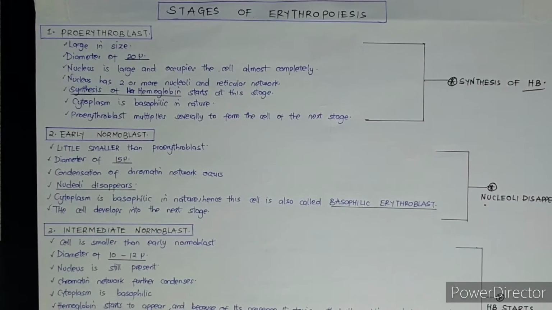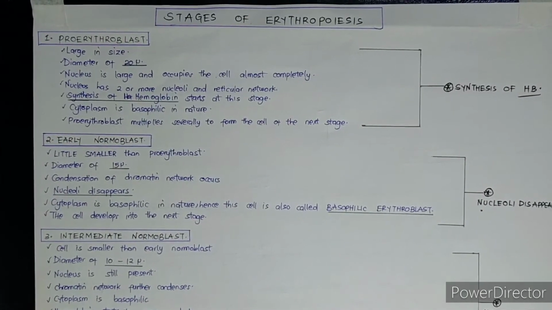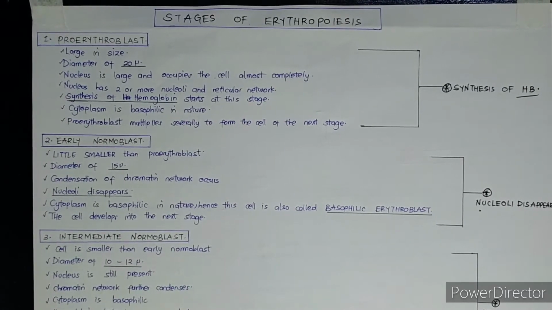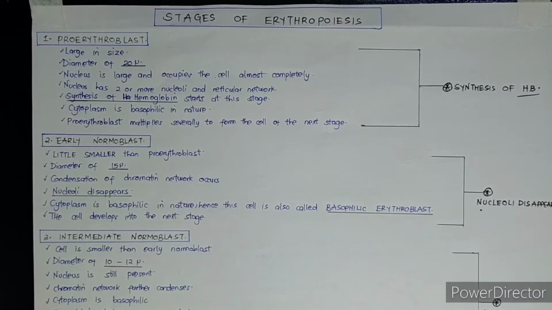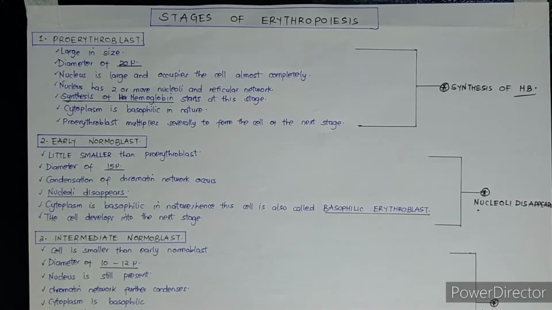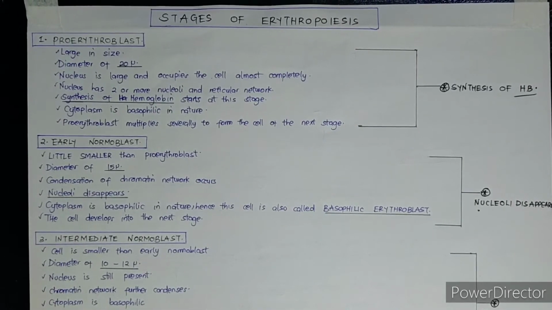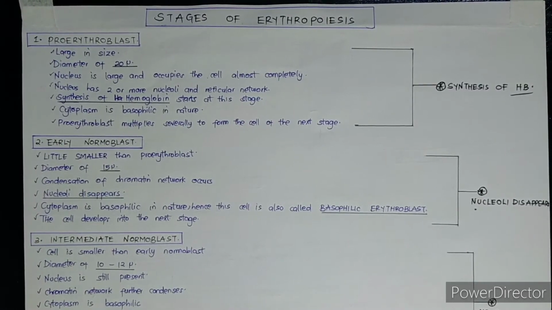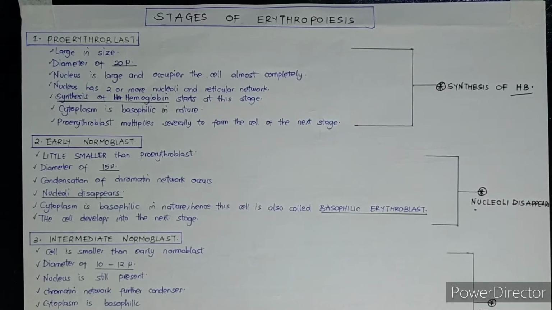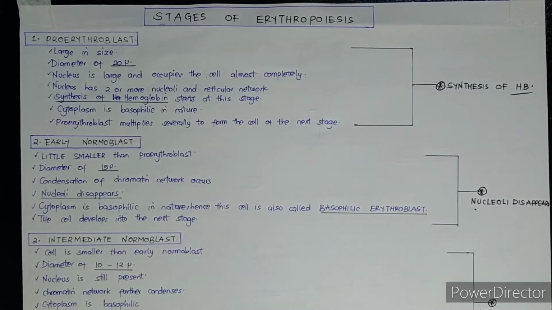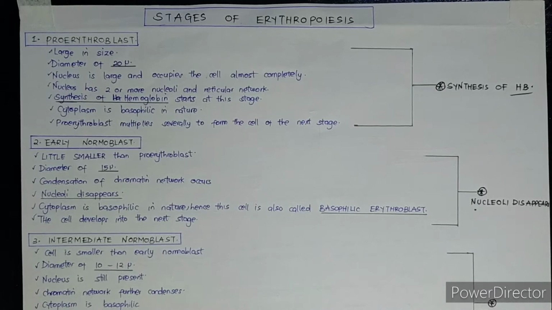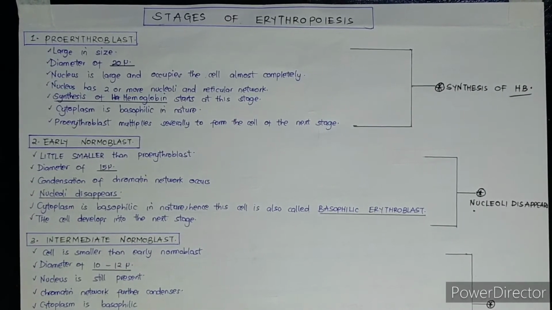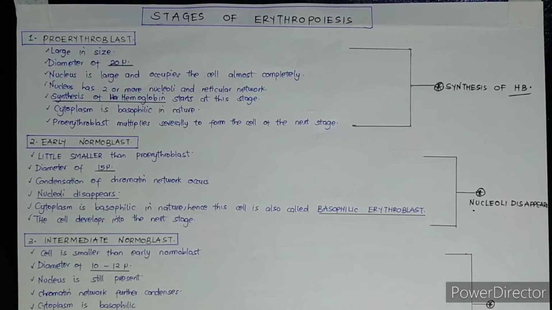The stages of erythropoiesis. The first stage is the proerythroblast. The cell is large in size with a diameter of 20 microns. The nucleus is large and occupies the cell almost completely. The nucleus has two or more nucleoli and a reticular network. Synthesis of hemoglobin starts at this stage. The cytoplasm is basophilic in nature, and this cell multiplies severally to form the cell of the next stage. The important event in this stage is the synthesis of hemoglobin.